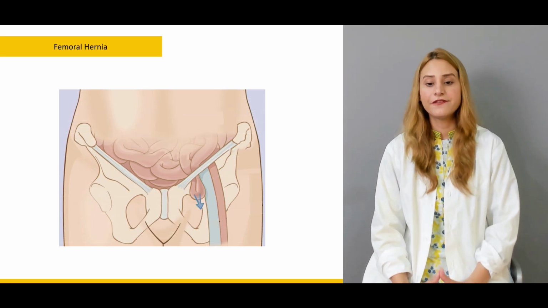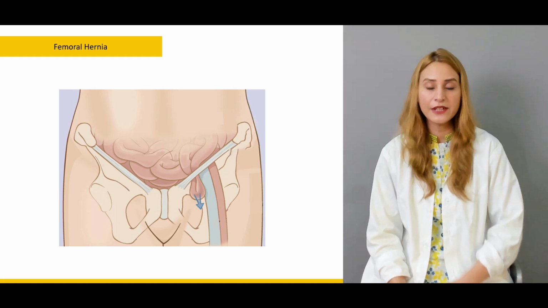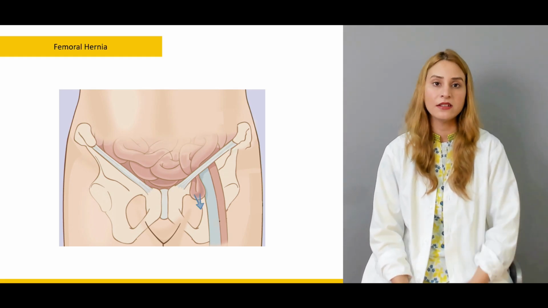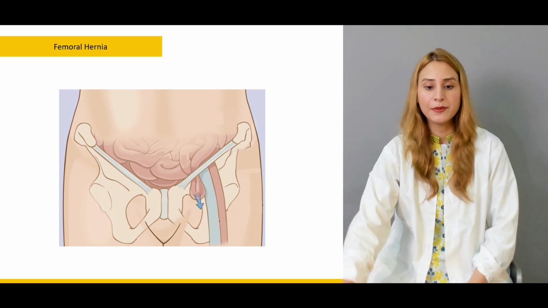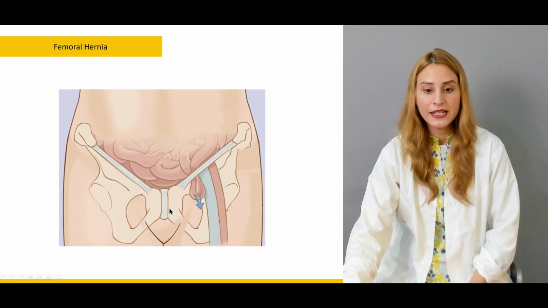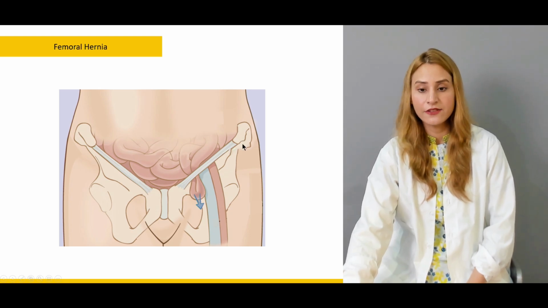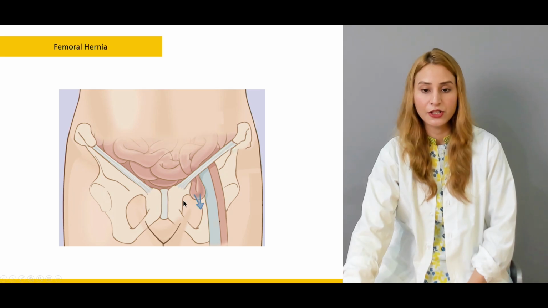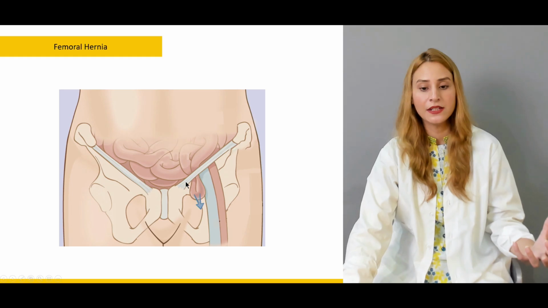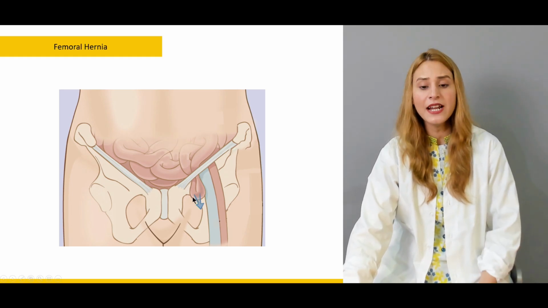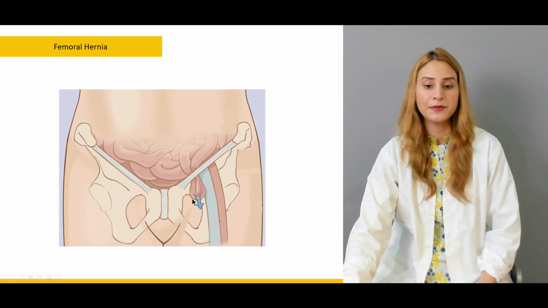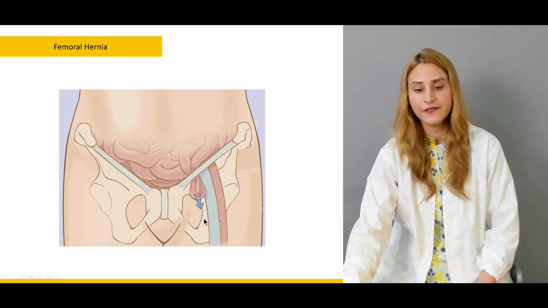So now let's talk about the femoral hernias. We have already talked about the inguinal hernias, and the inguinal hernias are above and lateral to the pubic tubercle. You can see here, this is the symphysis pubis, this is the pubic tubercle, this is the anterior superior iliac spine, and this is the inguinal ligament. The inguinal ligament runs from the anterior superior iliac spine to the pubic tubercle, and the hernia lying above and lateral to the pubic tubercle is an inguinal hernia. But the hernia which is located medial and below the pubic tubercle is called a femoral hernia.